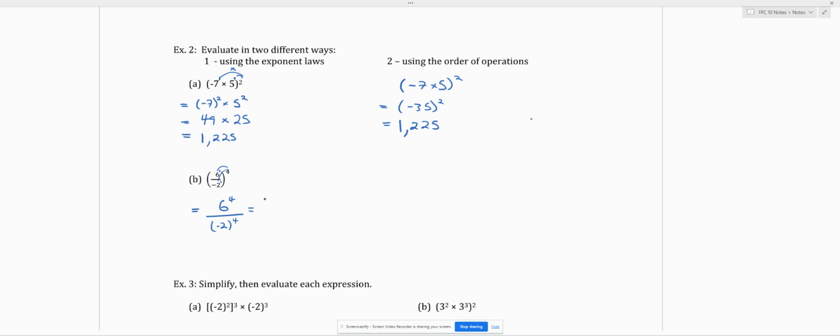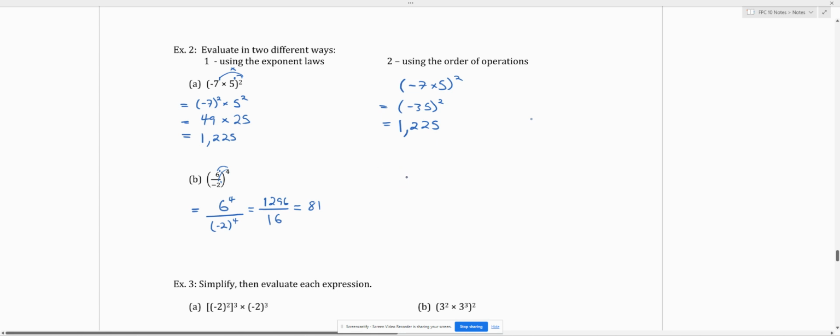These are not same base, so we're just going to evaluate both of these. 6 to the 4 is a pretty big number. It's 1,296. And we're dividing that by -2 to the 4, which is 16. And that actually, if you divide that now, works out perfectly to 81.